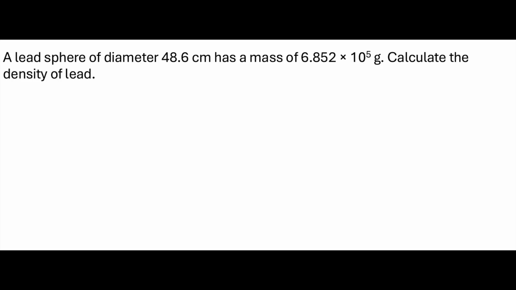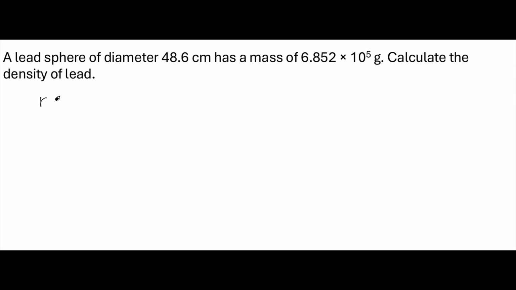A lead sphere of diameter 48.6 centimeters has a mass of 6.852 times 10 raised to the 5 grams. Calculate the density of lead. Okay, so let's solve this problem step by step. The first thing that you're going to do is to find the radius of the lead sphere.